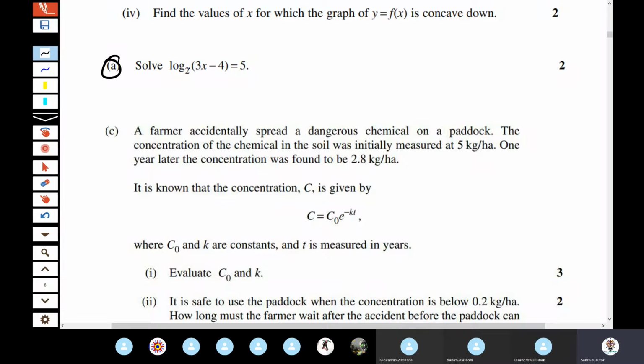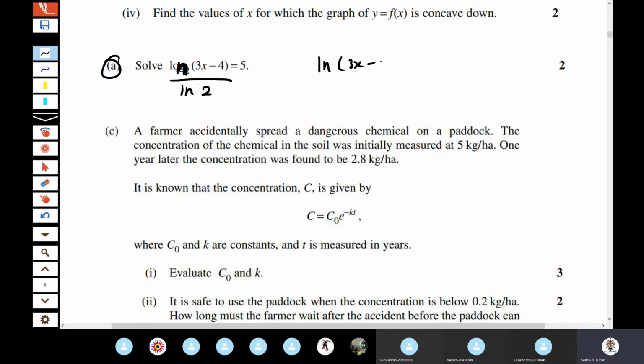Yeah, change of the base. You can't use that 2. You don't like the 2. ln of 3x minus 4 over ln 2. Now you're just dealing with fractions. So what do you do with this ln 2? Times it across to the other side.